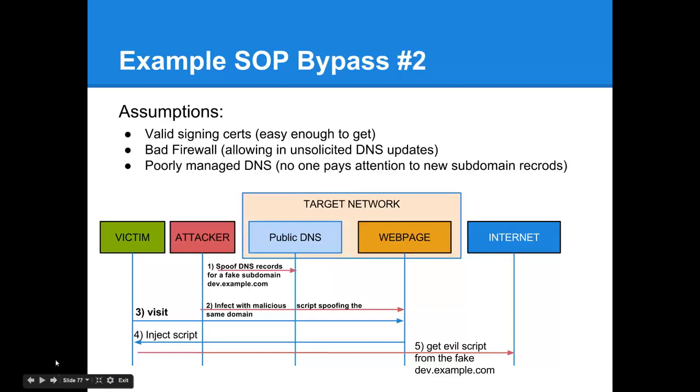A second example is when there is a target network that does have a DNS. This shouldn't be a public DNS, but a private DNS, and you want to attack the target network's company employees or users. If they have a poorly managed firewall and poorly managed DNS, and the firewall allows DNS updates in over the network, then the attack would be the exact same. The attacker would spoof DNS records for a fake subdomain, and the rest would follow in exactly the same way.